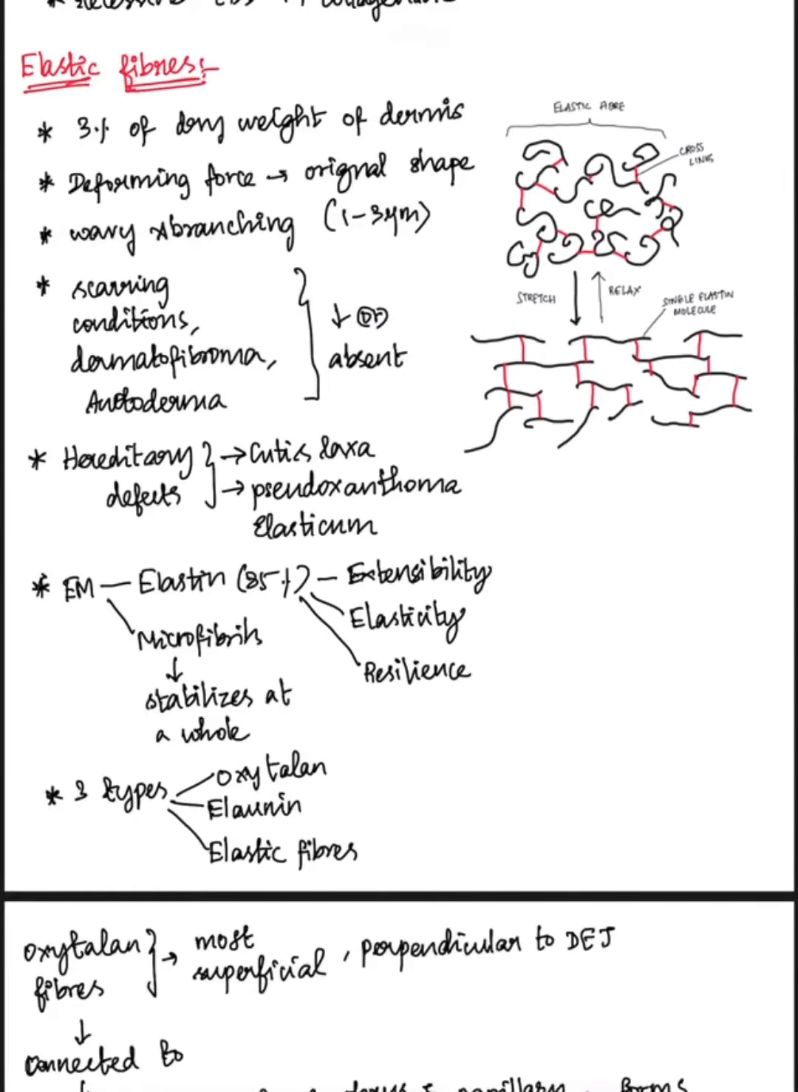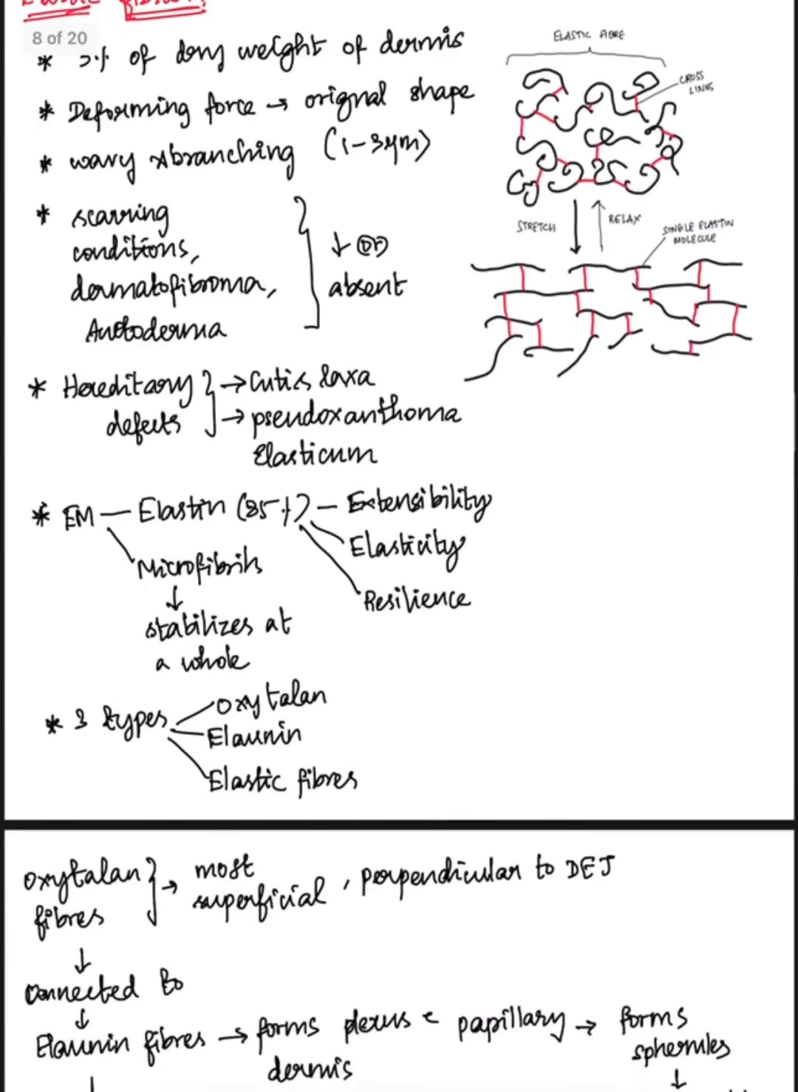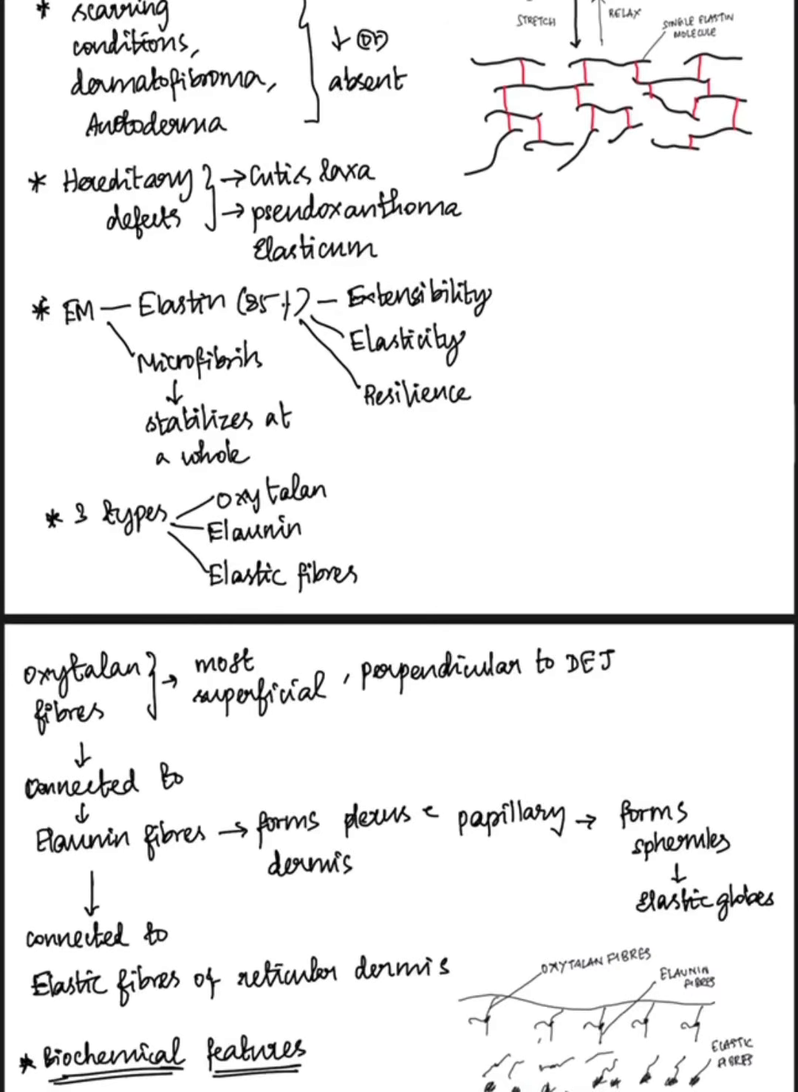So on electron microscopy, the elastic fibers are found to consist of two types of fibers. One is elastin and another one is microfibrils. Elastin is mainly responsible for the extensibility, resilience and elasticity, whereas microfibrils stabilize the elastic fibers as a whole. There are three types of elastic fibers: oxytalan, elaunin and elastic fibers.